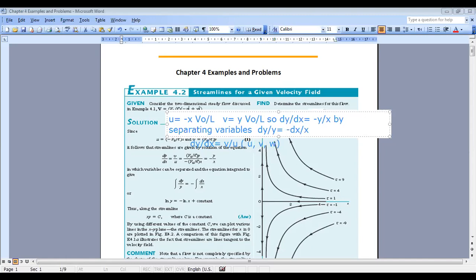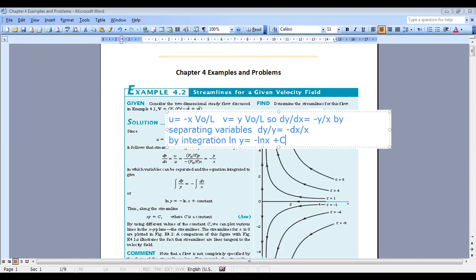And now you can perform integration in order to find the expression of y. If you integrate, you get that ln y is equal to minus ln of x plus a constant. Okay, so this is the equation of your streamlines. C can take any value, it's a constant. So by giving a certain value to C, you can draw your curves.